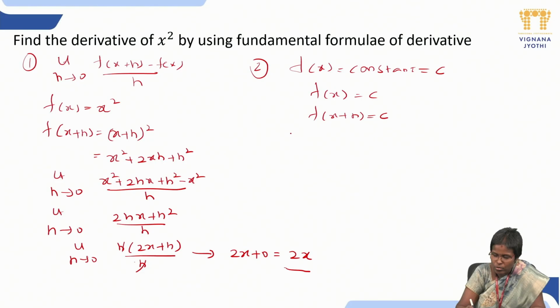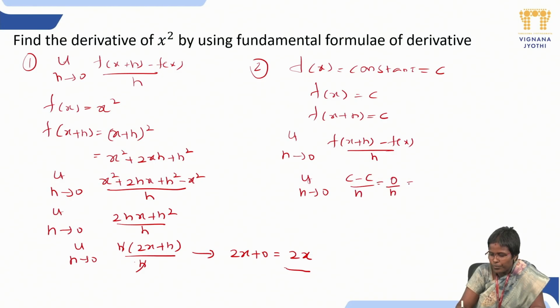Now what is the formula? Limit h tends to 0, f of x plus h minus f of x, by h. Now limit h tends to 0, c minus c by h. 0 by something is 0. Now see how easy it is to find the derivative of a function. So every time there is no need to mug up the formulas.